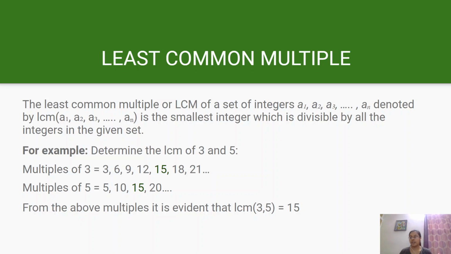For example, if you want to determine the LCM of 3 and 5, we'll first list out the multiples of them. So multiples of 3 are 3, 6, 9, 12, 15, 18, 21, 24, and so on. And multiples of 5 are 5, 10, 15, 20, 25, and so on. So it is evident from the list given over here that the smallest integer, which is the common multiple of both 3 and 5, is 15. So the LCM of 3 and 5 is 15.